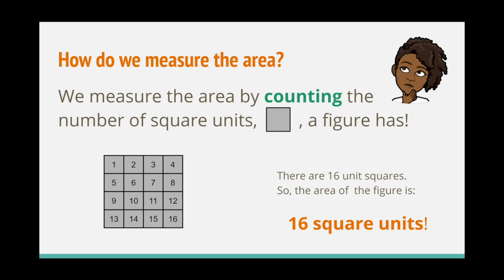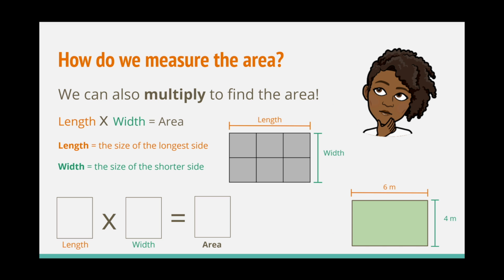So how do we measure the area? We can measure by counting the number of squares if they're there. We can also multiply to find the area. So multiplying the length times the width to find the area.